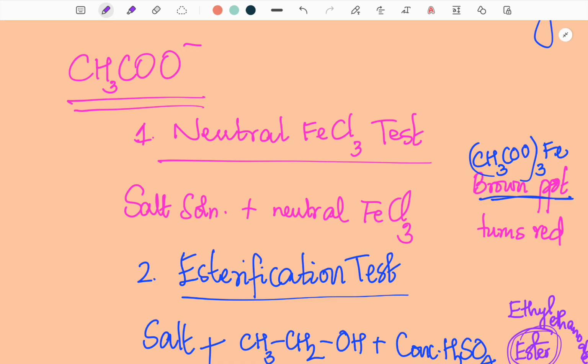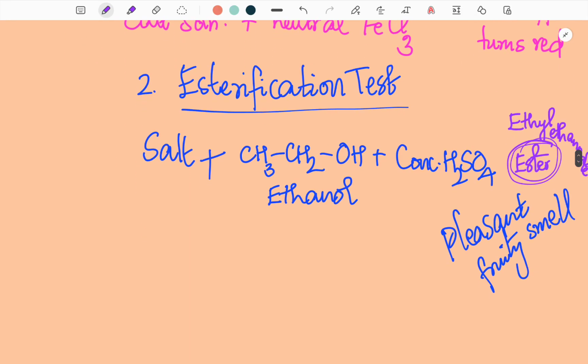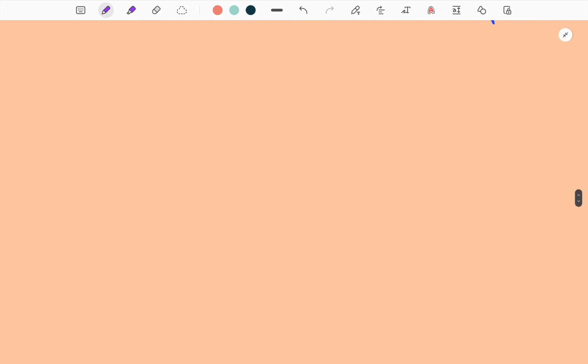So you can do both of these tests in the lab. You can see which one is easier, and in the exam you can do the easier test. I think the neutral ferric chloride test is quite easier than the esterification one. But of course, if you find the second test easier, then you can perform that in the lab. Now we are moving on to the next ion, that is the halides. So for the halides, we have one test which is common to all of them, and there are two more tests which are applicable only to one particular halide. So let's learn all the tests now.